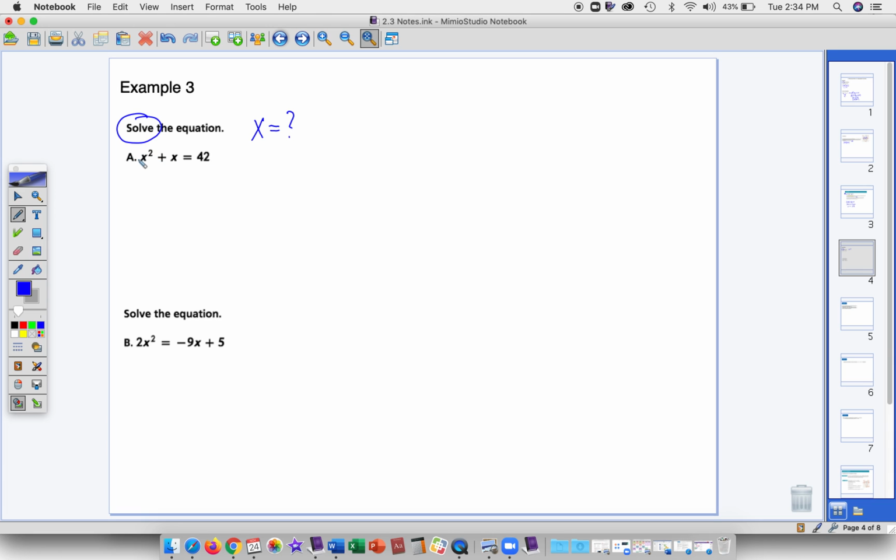So when I have a quadratic, the first thing I want to do is always get all of my terms to one side. So I'm going to subtract the 42 and set this equal to 0. Now I can factor, so I want factors of 42 that are going to add up to 1. So that's going to be 6 and 7. So it's going to be a positive 7 and a negative 6.